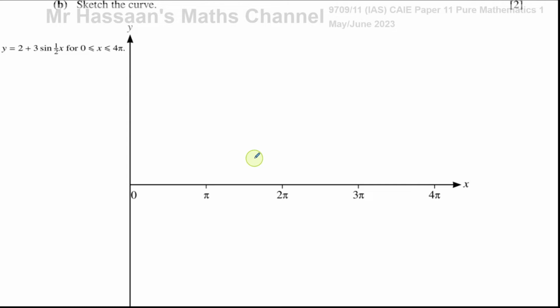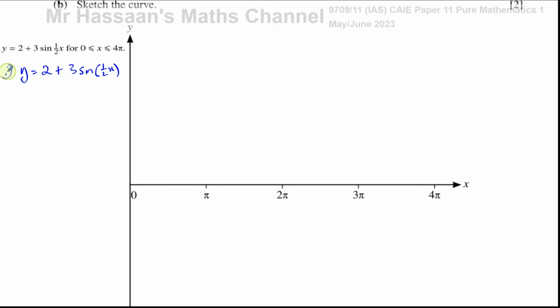Now, what we have to understand is that we now know the maximum and minimum values for this curve, but we've got to think about some other things. So again, we'll go through our same order. So first of all, let me write y equals. So our equation is y equals 2 plus 3 times the sine of a half x. Okay, so that's our curve that we have to deal with.